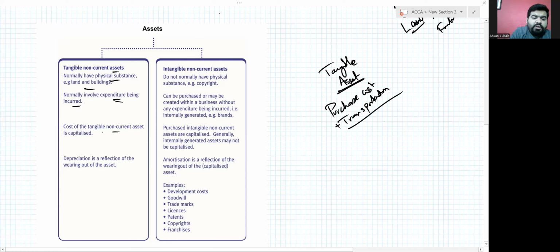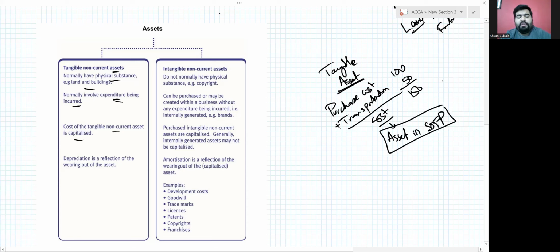Cost of a tangible non-current asset is capitalized. Capitalized means that you have to make it an asset. For example, if the purchase cost is 100 and the transportation cost is 50, now the cost of the asset is 150. This cost is capitalized, meaning it is classified as an asset in the SOFP. If it is not capitalized, it is like an expense, but a tangible asset is not an expense.